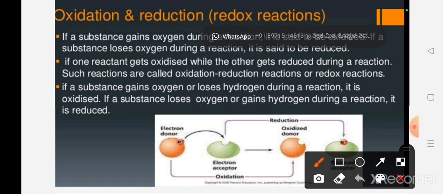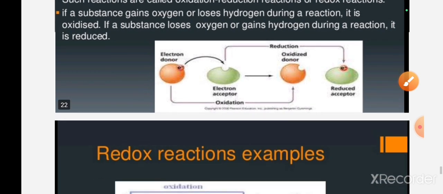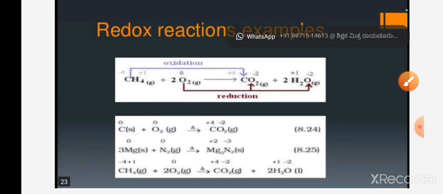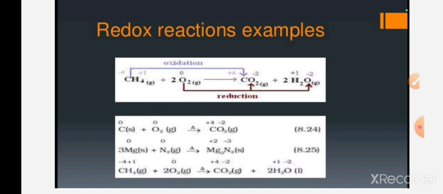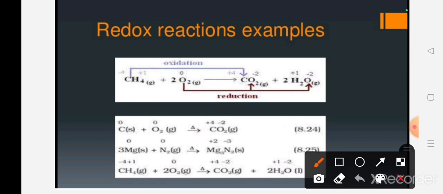Okay, then electron donor. If any element donates electrons, it means oxidation. If any element accepts electrons, then it's a reduction. Then redox reaction example: methane reacts with oxygen and gives carbon dioxide, that's oxidation. And the oxygen molecule turns into oxygen atoms, it loses one oxygen, that's a reduction.